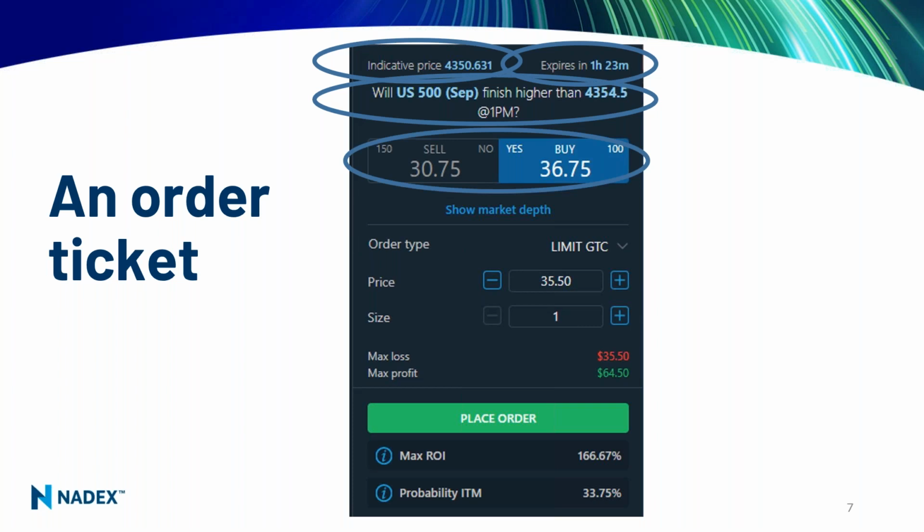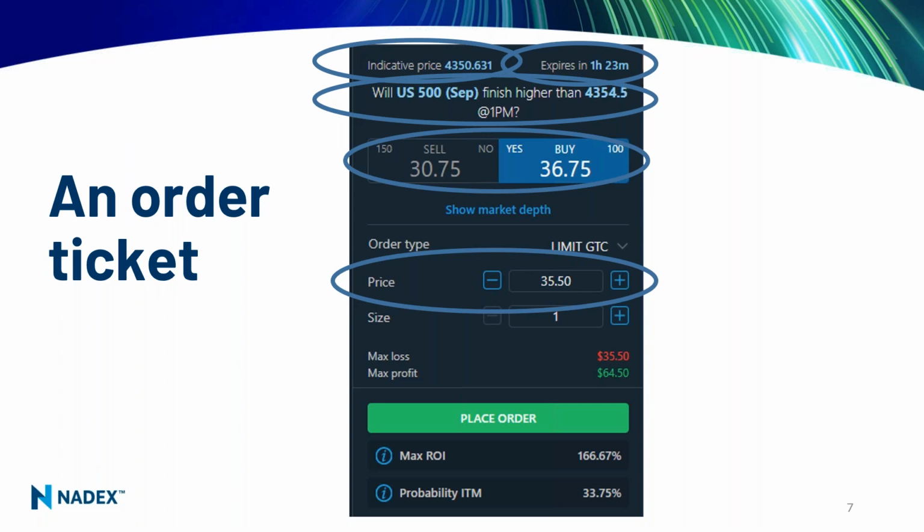Now, if you look at that bid-ask spread, if you're buying, the middle of that bid-ask spread is going to tell you the probability at that moment in time that the market is pricing that this is going to go to 100, and you see that at the bottom of the order ticket, the probability of it being in the money. Now, you also can enter your price. You do not have to sell on the bid or buy on the offer. You can place limit orders at Nadex.